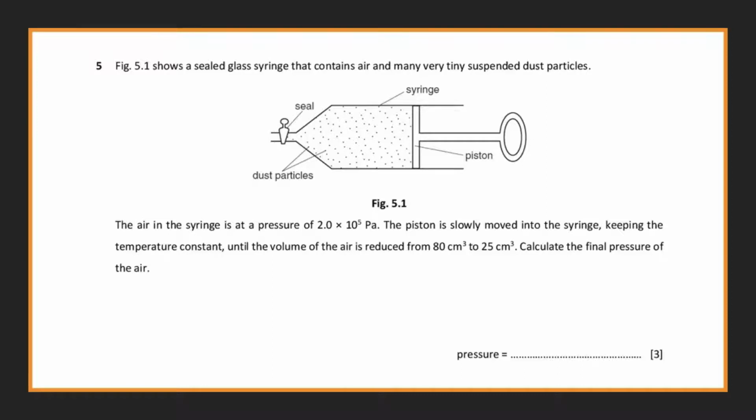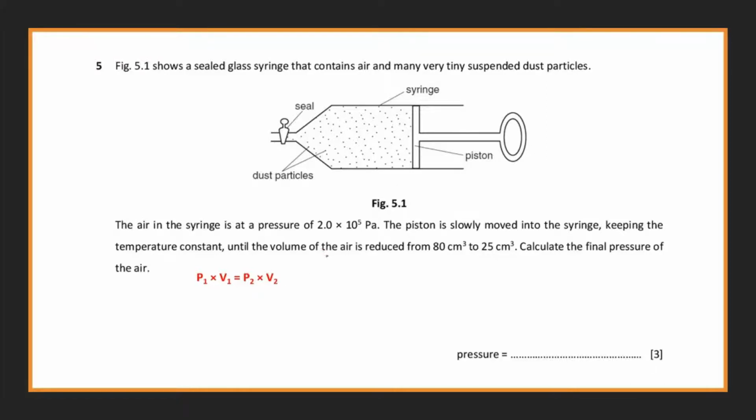Calculate the final pressure of the air. To do this calculation, we have to use this equation. P1 times V1 equal to P2 times V2. P1 is the pressure for the first condition. V1 is the volume for the first condition. P2 is the pressure on the second condition, and V2 is the volume on the second condition.